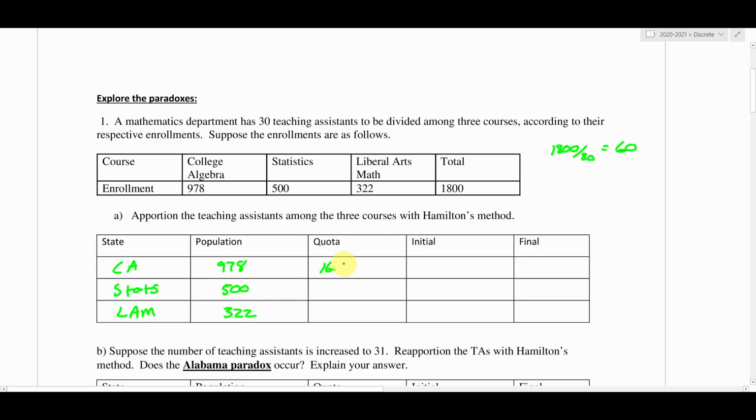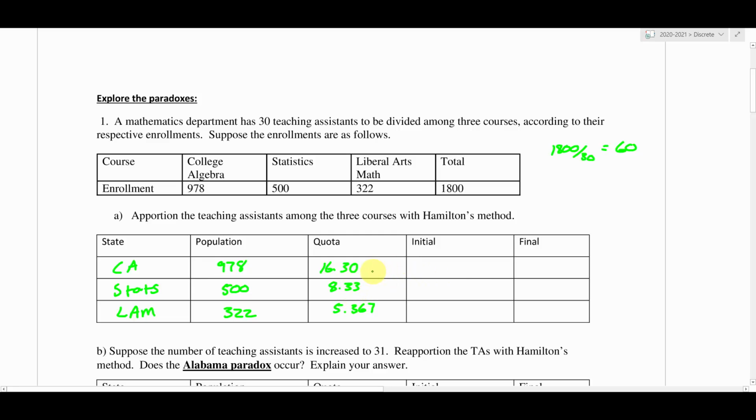So you should get 16.3, 8.33, and 5.367. You notice that these decimals do get kind of tight here, like they're all really close to each other, which is why we like to make sure we carry enough decimal places so that we can see who has the larger decimal portion at the end.